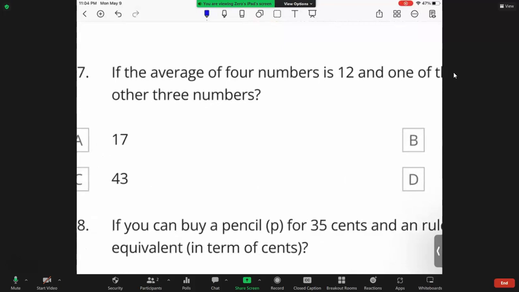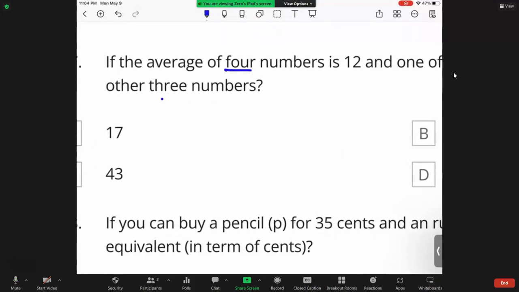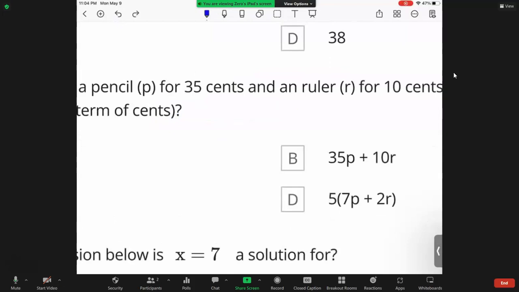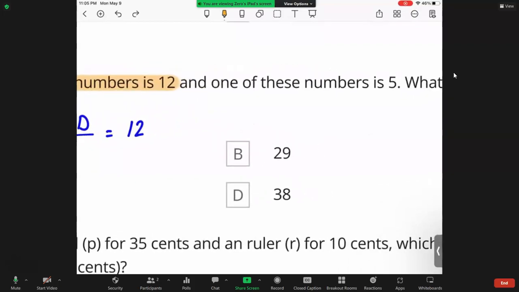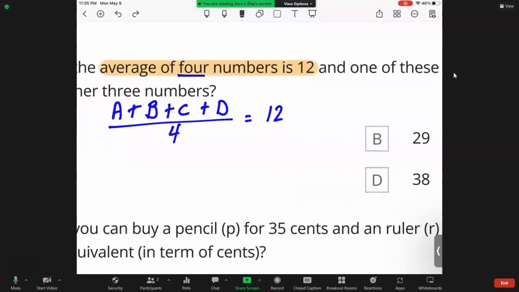If the average of 4 numbers, what does that mean? That means you have A plus B plus C plus D. Divide that by 4. That equals 12. Why? Because that's exactly what this means. The average of 4 numbers is 12. This is the formula how to find the average. You add 4 numbers, divide by 4, you get 12. That's what it means to find the average, right? And it says here that one of the numbers is 5. So one of these numbers is 5.